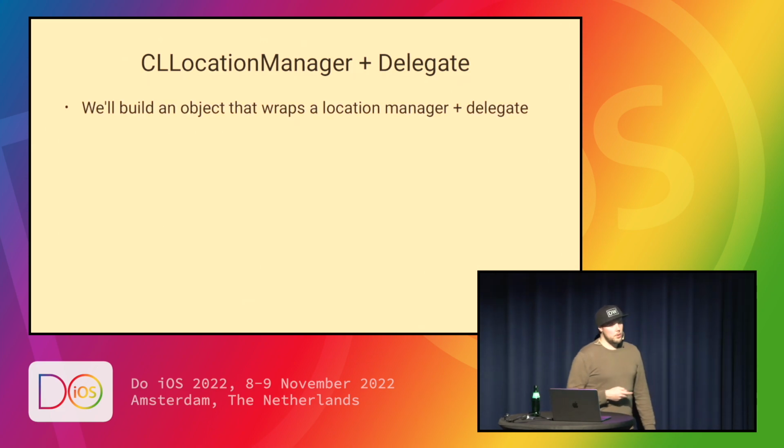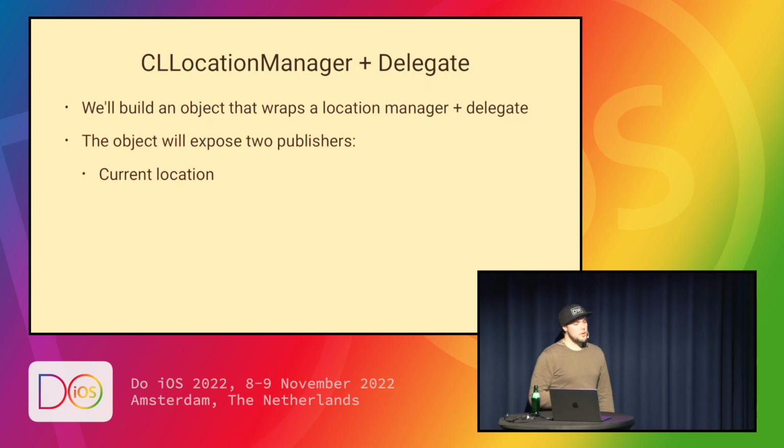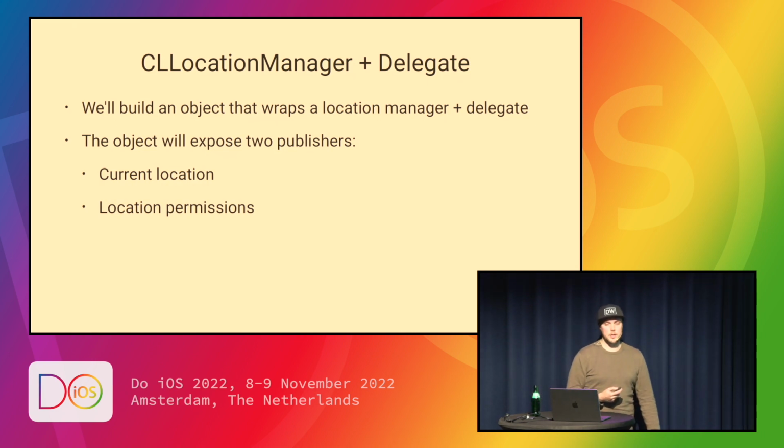But what we'll do in this section is we'll build an object that wraps location manager plus delegate. Right? So we're still going to implement things the old way, but we're going to expose something that uses Combine. This object will have two publishers, one for the user's current location and one for location permissions. So whenever the user changes their permissions, we will be informed of this using Combine, which is really nice, so we can update our UI whenever without manually querying for our location permissions every time.